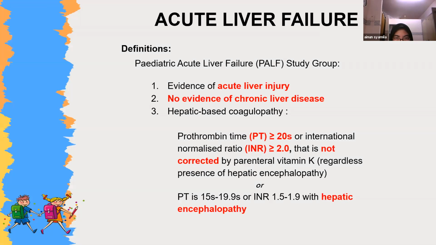Okay, first, for the definition of acute liver failure, the Pediatric Acute Liver Failure Study Group defines acute liver failure as when there is evidence of acute liver injury with no known evidence of chronic liver disease and when there is presence of hepatic-based coagulopathy. What is meant by hepatic-based coagulopathy is when the PT is more than or equal to 20 seconds, or the INR is more than or equal to 2, and that is not corrected by parenteral vitamin K, regardless of the presence of hepatic encephalopathy. Or when there is presence of hepatic encephalopathy, the PT is more than 15 seconds or the INR is more than 1.5.